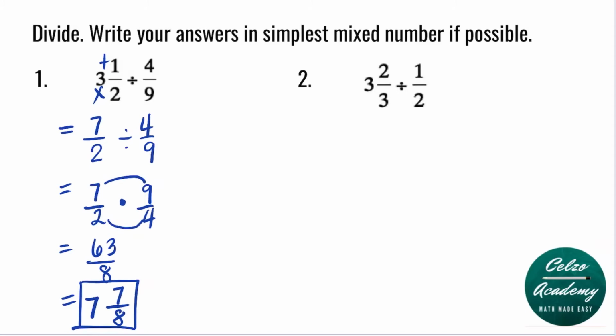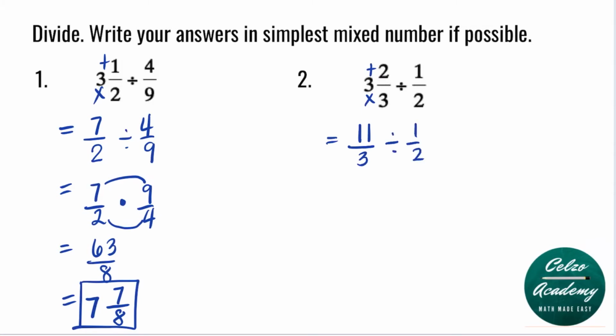Question number 2. 3 2/3 divided by 1/2. Step 1 is to change the mixed number into an improper fraction. And we can do this by multiplying the denominator 3 by the whole number 3, which is 9, and then we add the numerator 2, which is 11. So we will have 11 over 3 divided by 1/2.